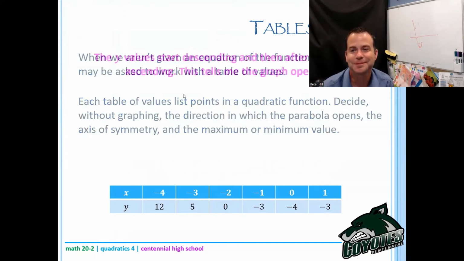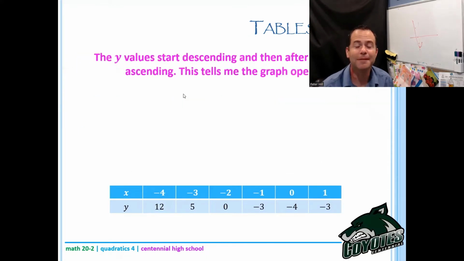So the y values start descending, and then after x equals 0, begin ascending. This tells me the graph opens up. Okay, the next thing to talk about is the axis of symmetry. Remember yesterday, we talked about the fact that we could get the axis of symmetry if we knew 2 points on the same horizontal. So look at the table and find 2 points that have the same y value.